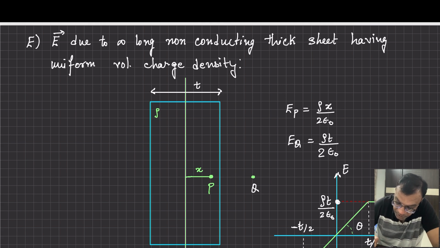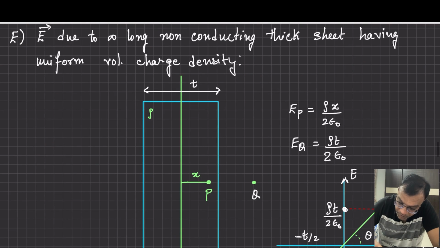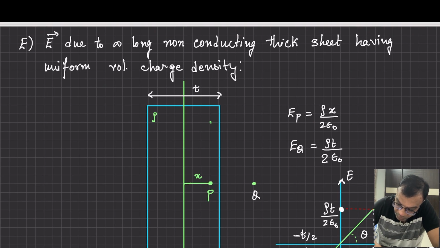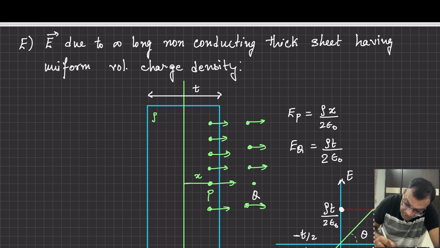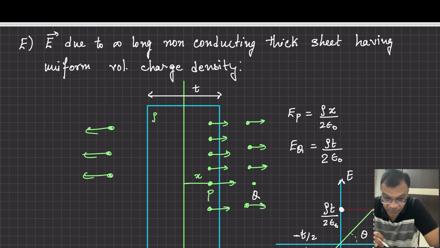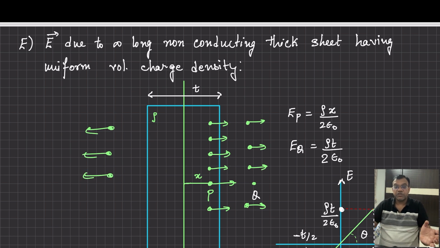Electric field direction will be this way. It will be away from the central line like this. Here also, along the normal to the sheet and away from the sheet, and on the left side also away like this. But remember, this is for positive charge. For negative charge, the direction of arrows will be reversed. It will be towards the sheet.